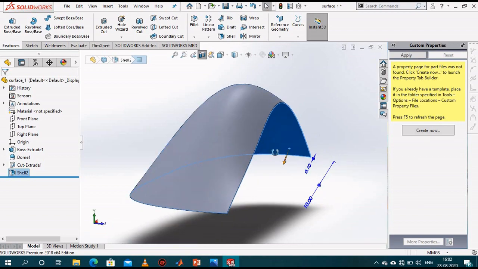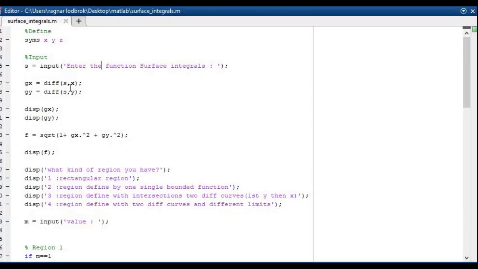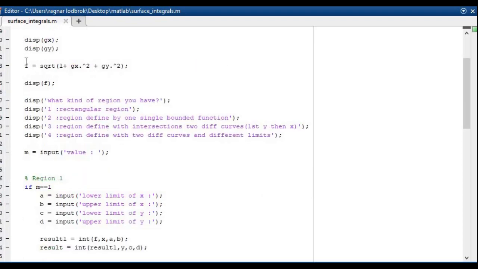So there is a small code in Matlab to evaluate surface integrals. The code is similar to the one in double integration. The first thing in the code is you input the function z is equal to g of x comma y, and second, you take the partial of g with respect to x and y respectively, and then you convert the whole thing into the standard formula of f is equal to the square root of 1 plus (del g by del x) the whole squared plus (del g by del y) the whole squared, and then you define the region.